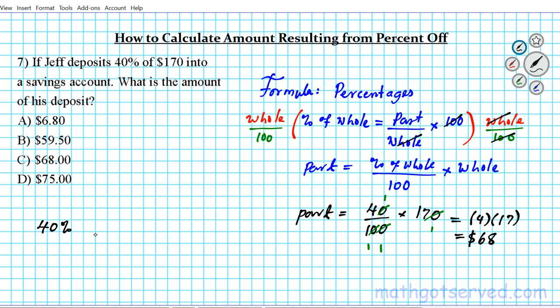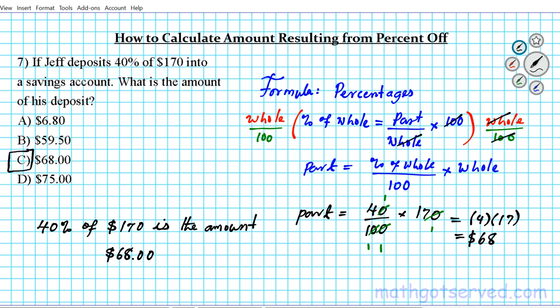Let's just write that down so you can understand exactly what just happened. So 40%, the percent of the whole $170, is the amount. What's the amount? $68. Ladies and gentlemen, the answer to question number 7 is option letter C.